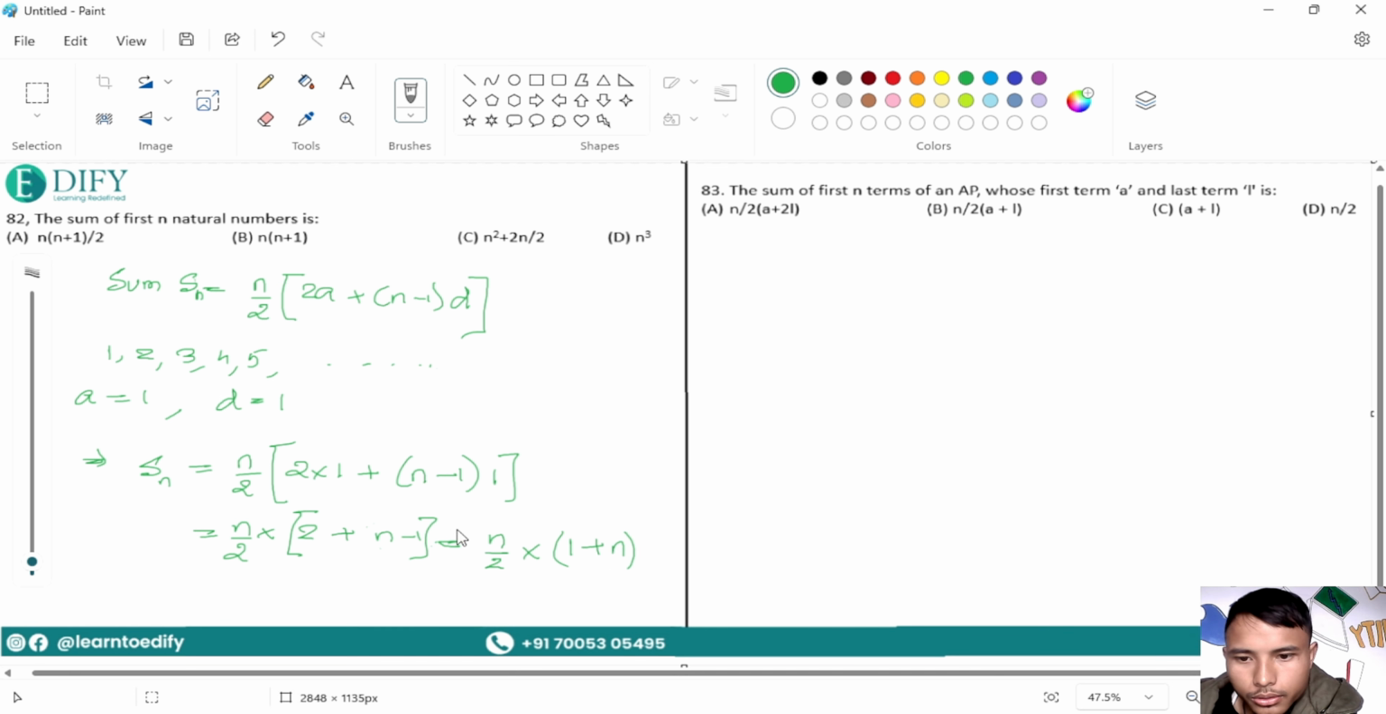Okay. So multiply the numerator and keep the denominator. So n into 1, by the distributive method. n into 1 is n, plus n into n is n square. So the answer is n plus n square by 2, or you can take n common and simply write it. Okay, so the correct answer is option A.